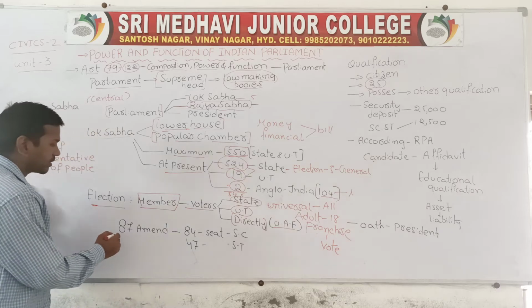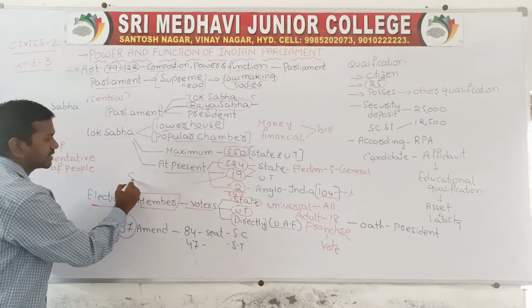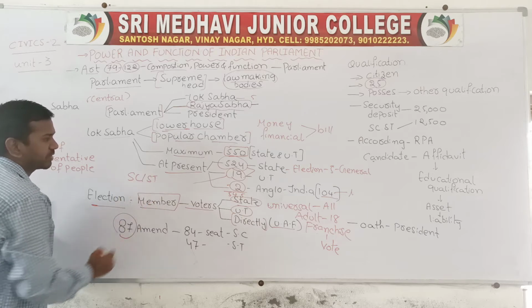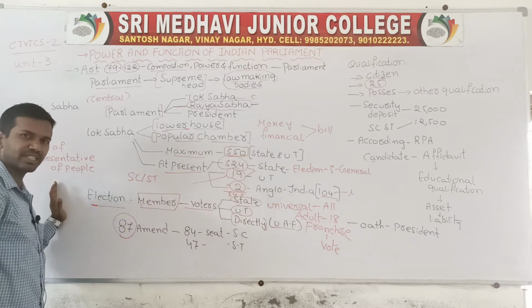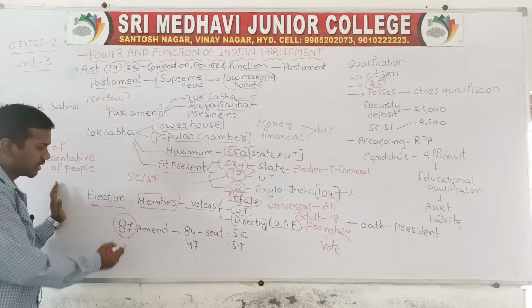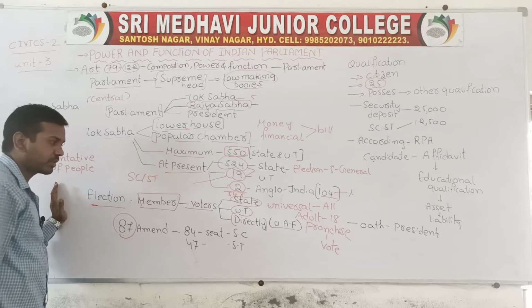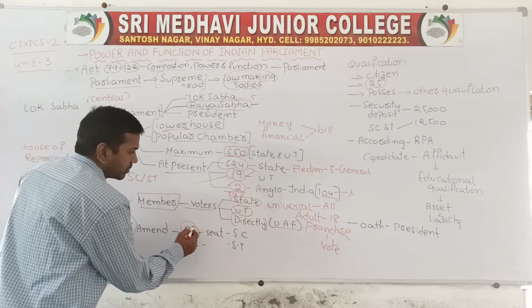Apart from this, some representations are reserved for SC and ST caste. In Lok Sabha we can find some seats are reserved for SC and ST caste also, children. So representatives are selected from SC and ST caste. According to the 87th amendment, 84 seats should be reserved for SC.